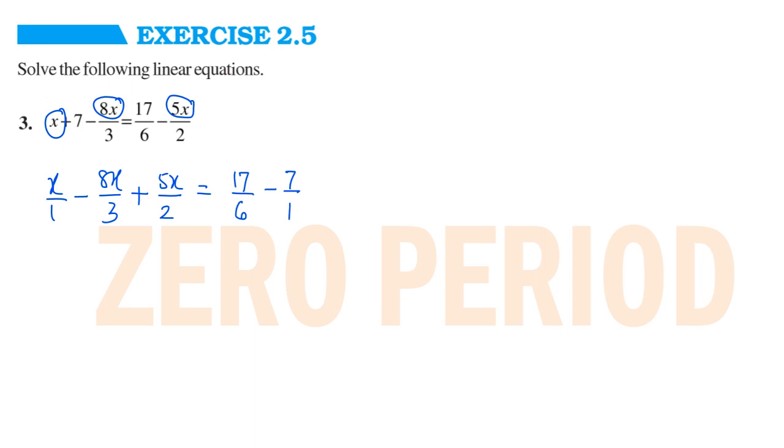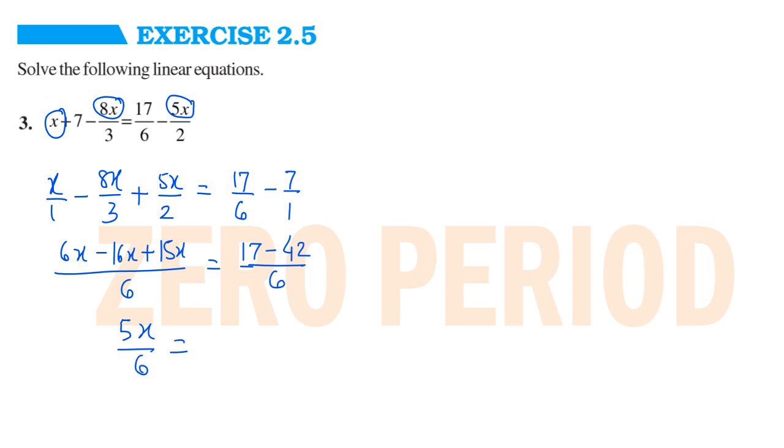And nothing else. Then 1, 3 and 2, the LCM will be 6. 1 six is 6, 3 twos are 6, 2 threes are 6, and here 6 is there, 17, and this will be 6 sevens are 42. 6x minus 16x is minus 10x, minus 10x plus 15x is 5x. 5x upon 6 is equal to, it will be minus 25, I think, upon 6. This is 6 and this is 5.